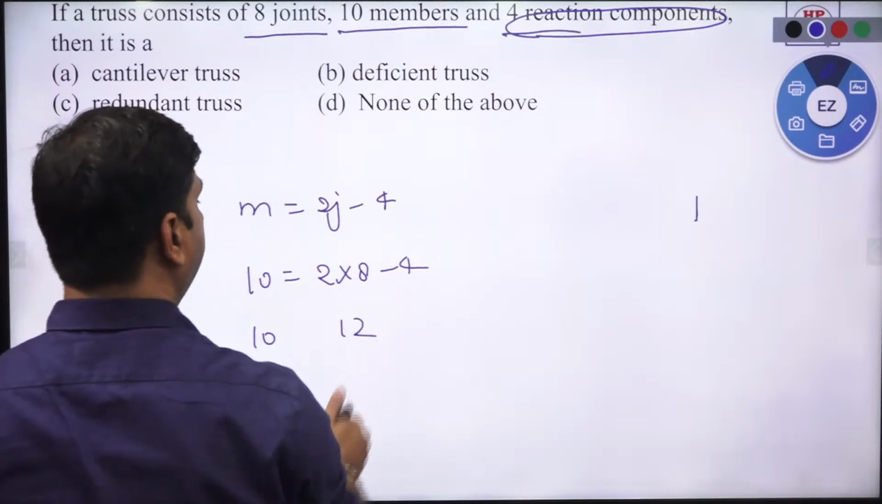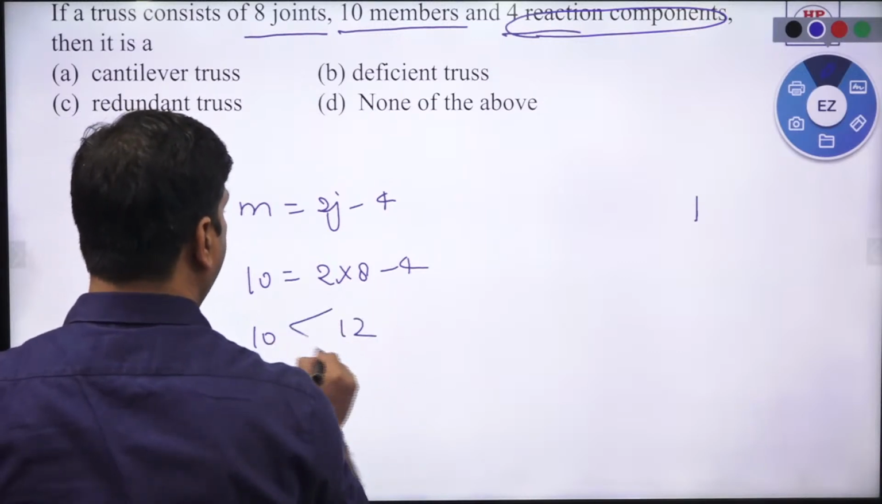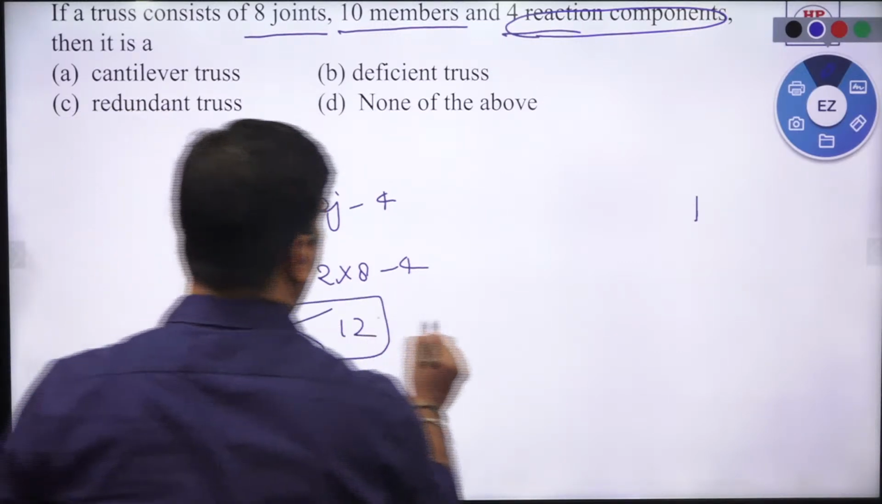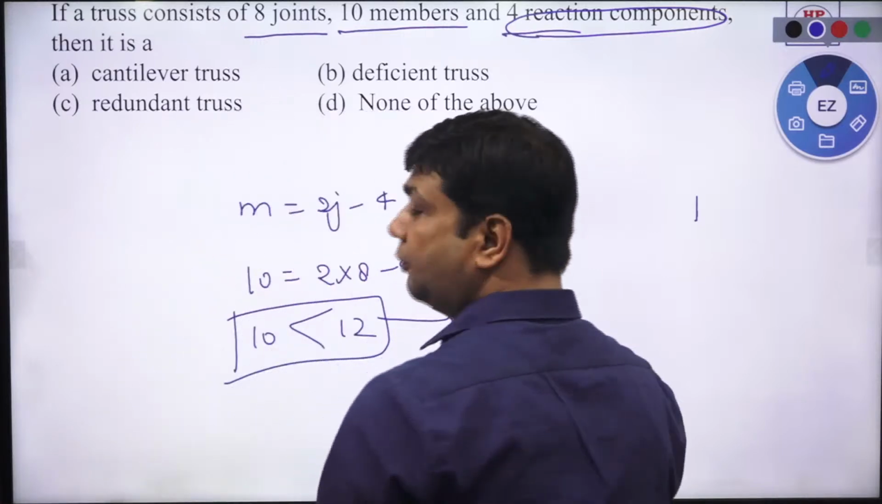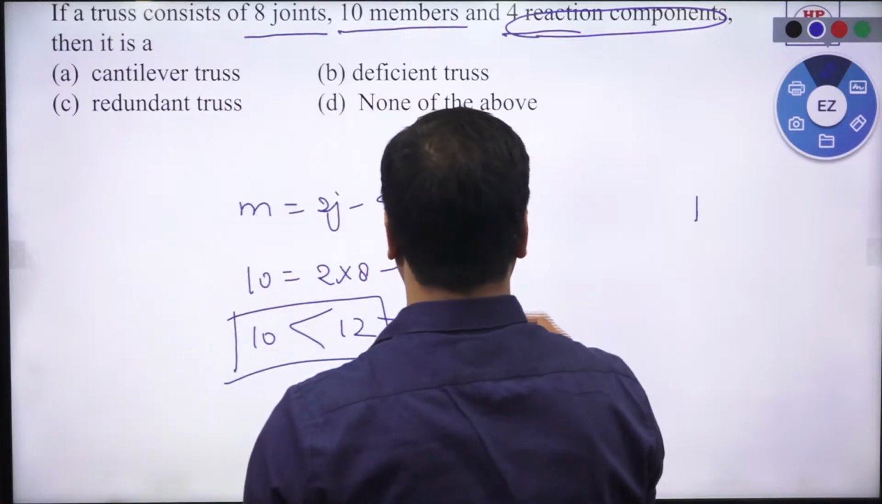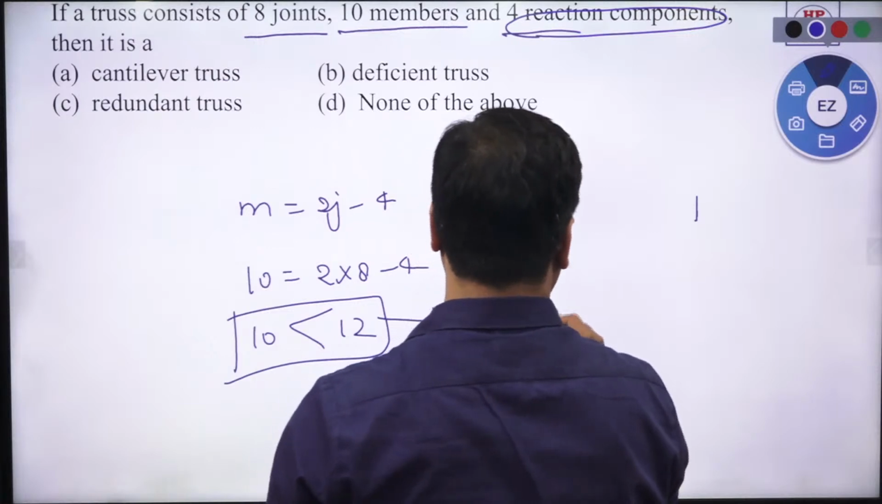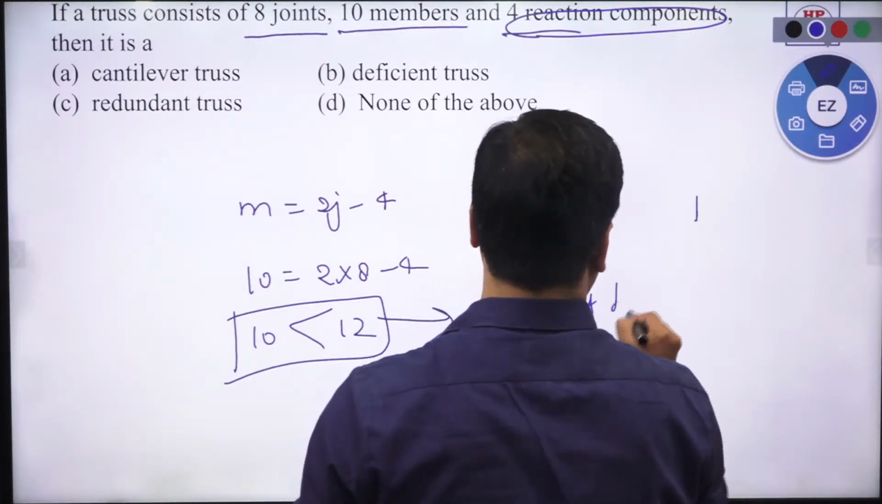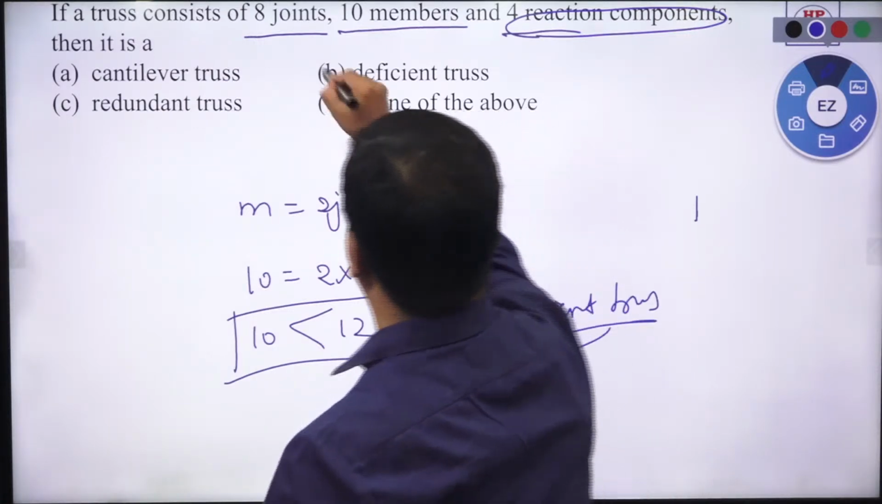16 minus 4, that is 12. So this one is greater than this. So in this case, it follows a deficient or imperfect truss. So this is a deficient truss. Okay, so the answer is B.